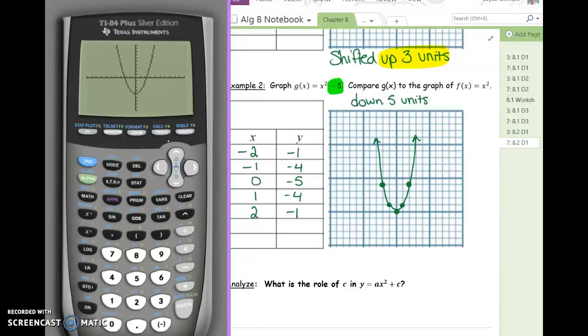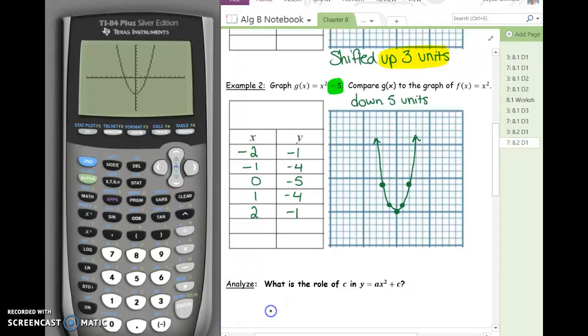At the bottom of the page, it says analyze. What is the role of c in the equation y equals ax squared plus c? Plus c tells us how much the graph is going to shift up or down c units. So if it's plus c, it's going to shift up however many units c is. If it's minus c, it's going to shift down however many units it says.